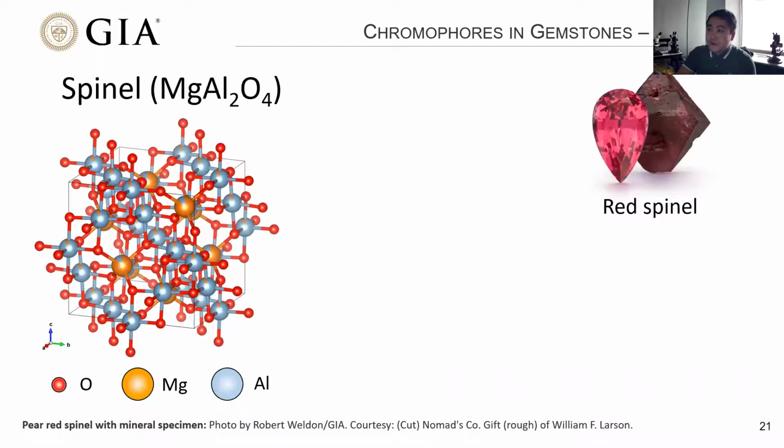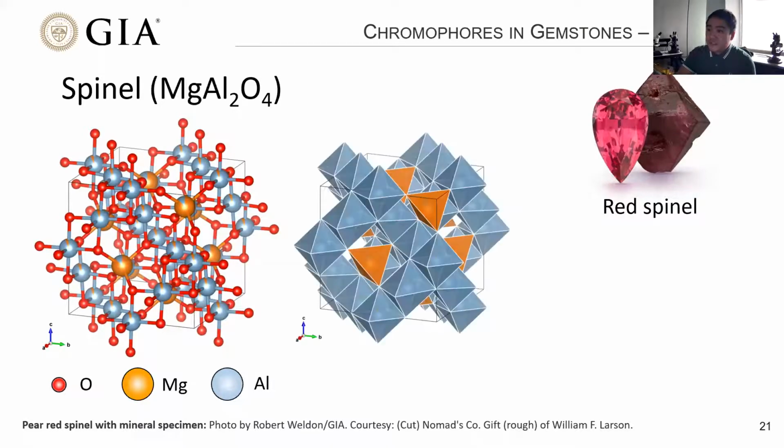The next mineral I'm going to talk about is spinel. Spinel is a group of minerals. I'm only going to talk about chromophores in one spinel species, composed of magnesium aluminum oxide, which is also the most common gem quality spinel. Spinel crystallizes in the cubic crystal system.